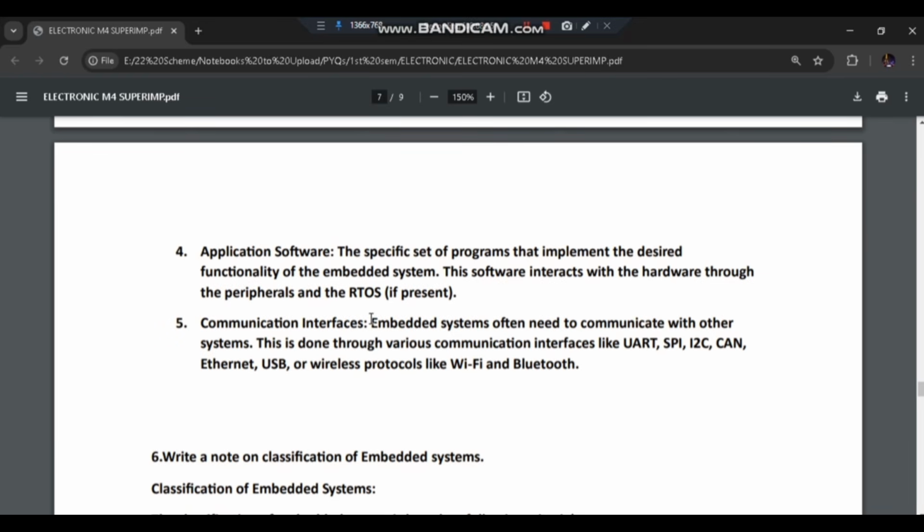For that we'll be using an application software. And communication interfaces through various protocols, like the wireless protocols such as Wi-Fi, Bluetooth, all of these to communicate with the other devices. These things are present. Five things are there: hardware, software, real-time operating system, application software, and communication interfaces.